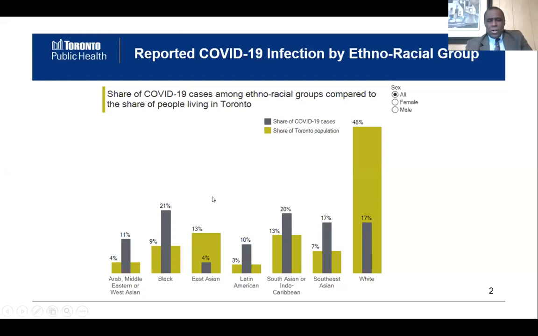And so anywhere the gray bar is taller than the mustard colored bar, it means that the population is disproportionately affected by COVID. You can see Arab, Middle Eastern, West Asian, Blacks, Latin Americans, South Asians, Indo Caribbean, Southeast Asians. The gray bar exceeds the other bar, with the exception of whites and East Asians. So this gives an idea of the groups that are disproportionately represented among COVID cases.